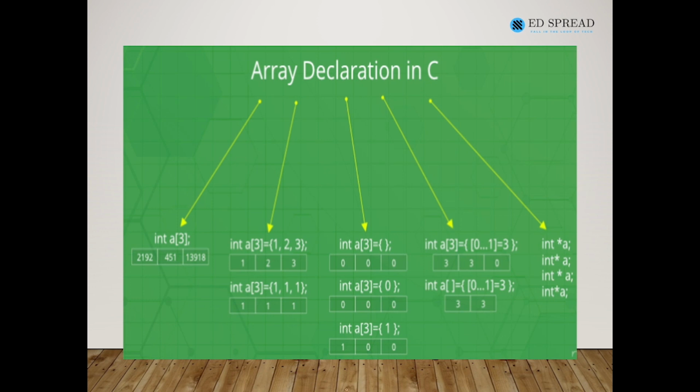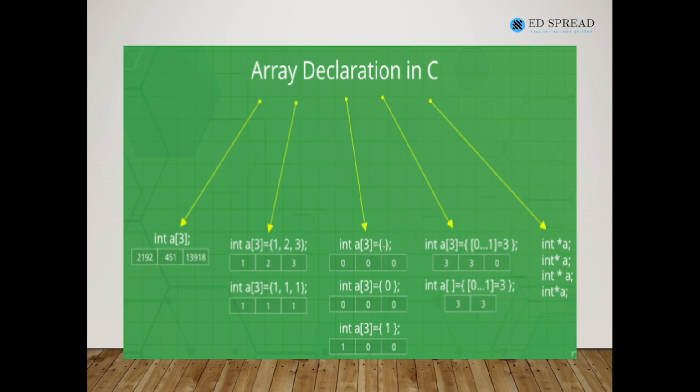The next slide. So you can do array declaration in any way. So int arr[3], or int arr[3] = {1, 2, 3}, you can write it like this. You can write int arr[3] = {1, 1, 1}. I'm showing you the examples over here. These are not the types.